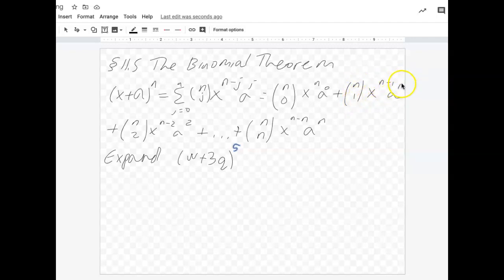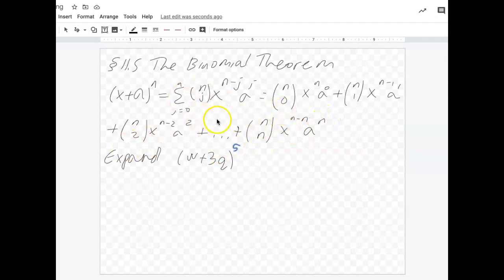to the a, plus n choose 2, so here j is 2, x to the n minus 2 times a to the 2, plus dot dot dot, and you'll continue until you get to n, so you'll have n choose n times x to the n minus n times a to the n.